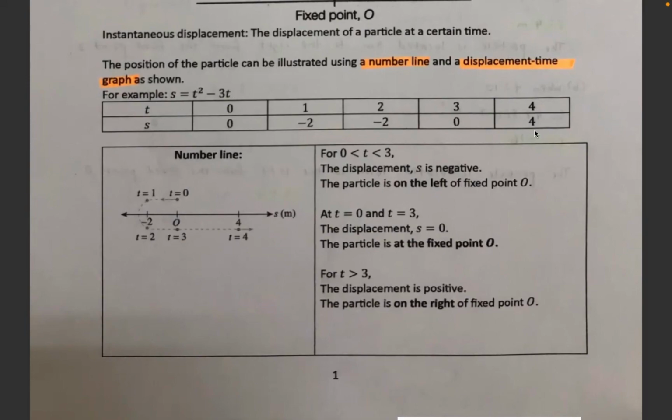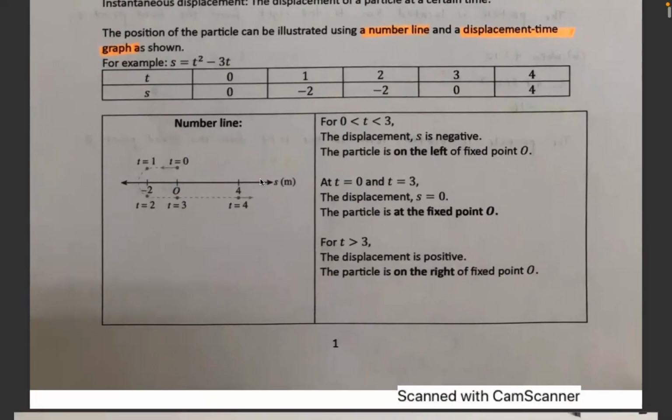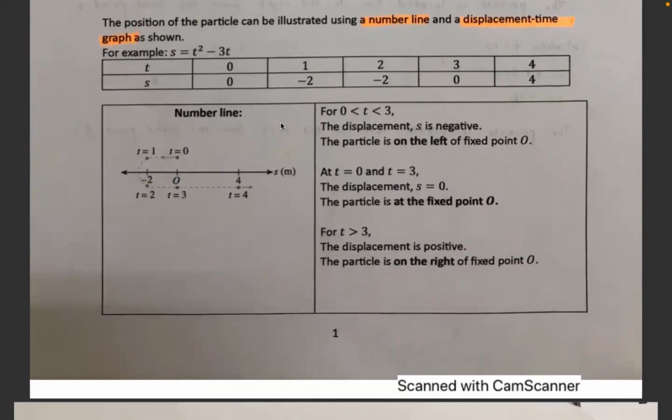I guess no problem. Later we will meet this kind of question where you have to draw the number line on your own also. So the number line itself is the displacement. The variable on the number line is displacement. So for example, we have the values of displacement -2, 0, and 4. So you just label, based on the number line concept, -2 here, 0, and a bigger number 4 here.